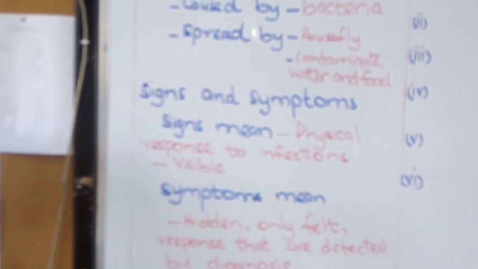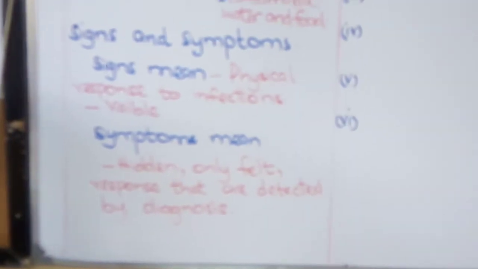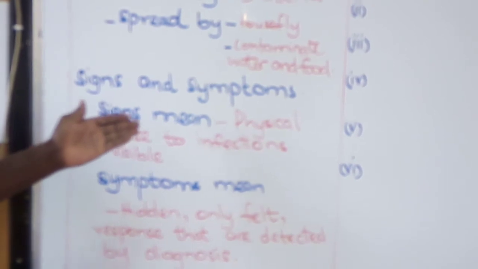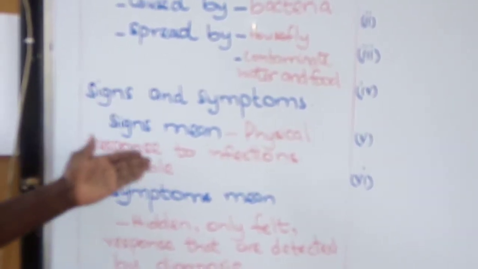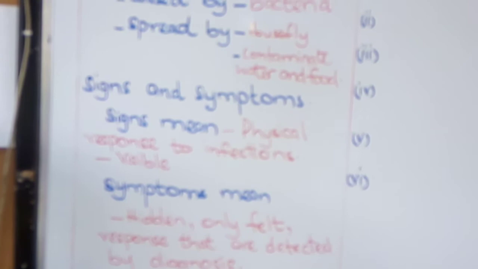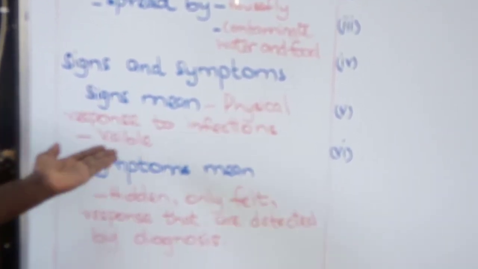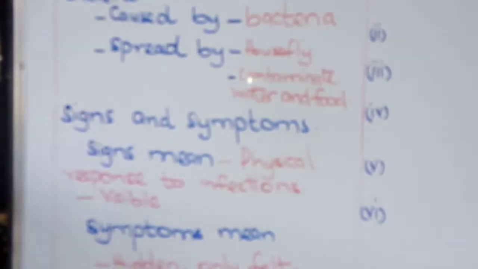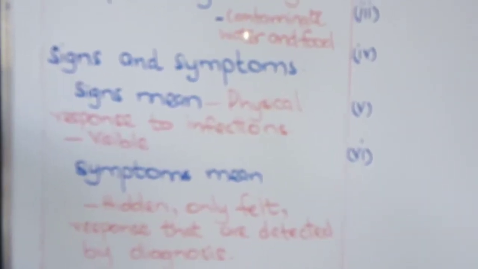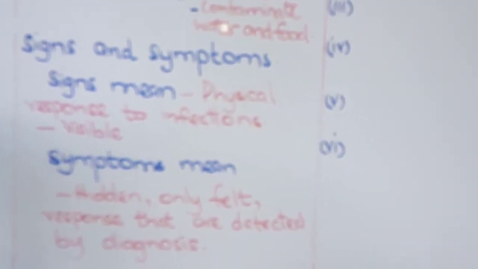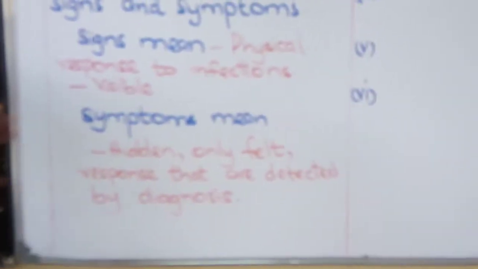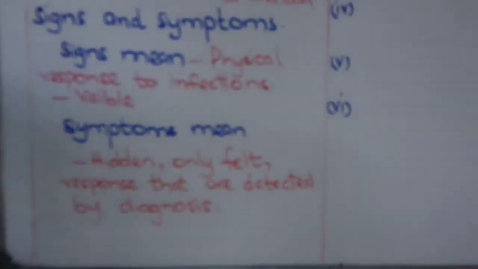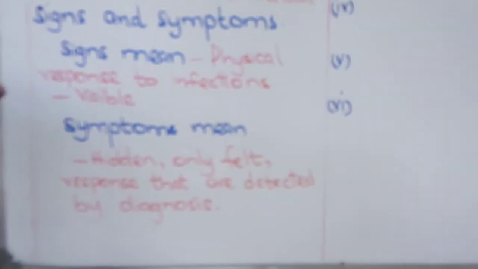Now, we want to remember some simple terms here. Signs and symptoms. Signs mean physical response to an infection. They are physical. They can be seen, so they are visible. They can be seen, like rashes. You can see somebody vomiting. That's a sign. You can see somebody coughing. That's a sign. Diarrhea. That's a sign. You can see the swellings. Those are signs.